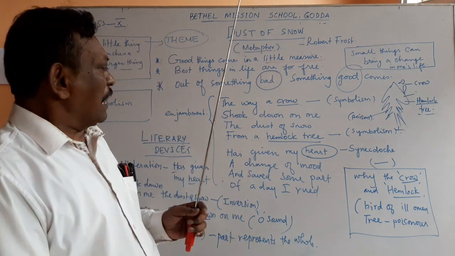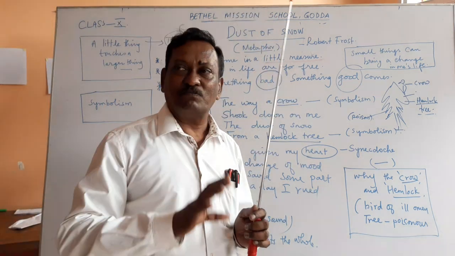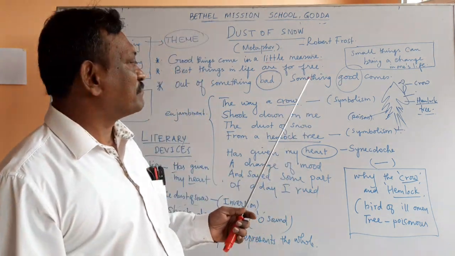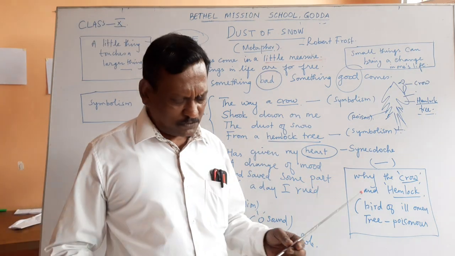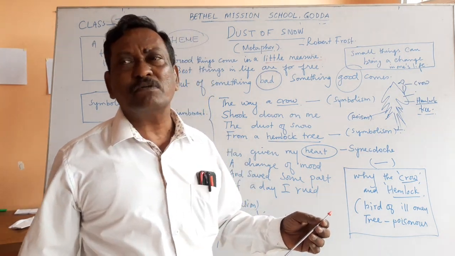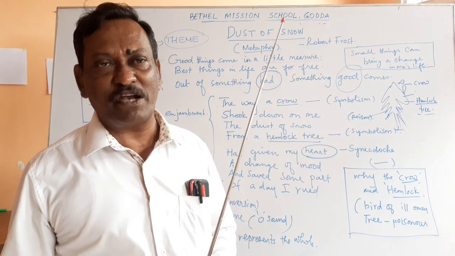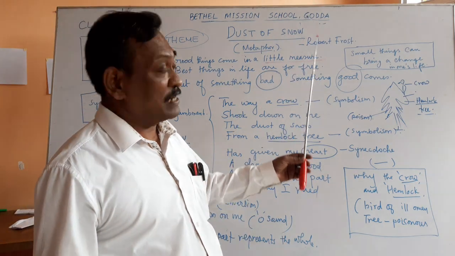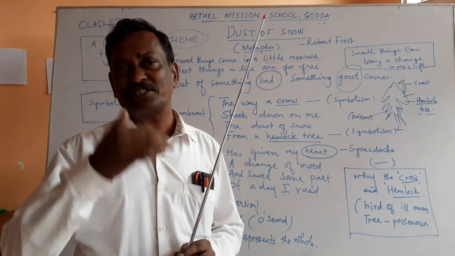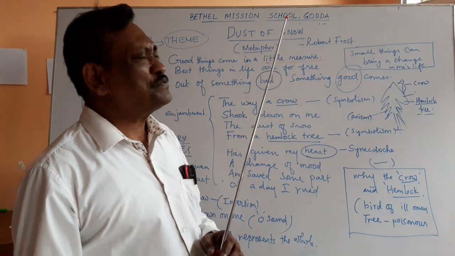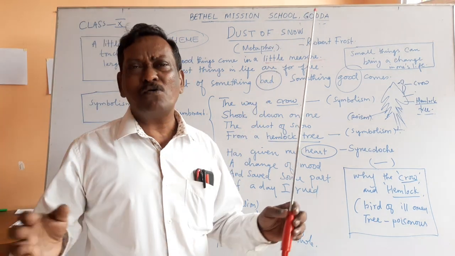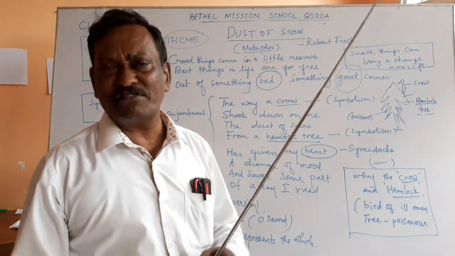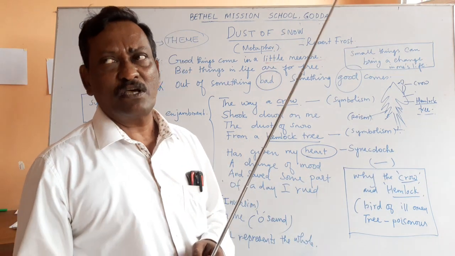Now, let me give you the background of the poem. What made him write this poem? It was the winter time in the United States of America, and Robert Frost lived in New England, that is a part in the US. So it was winter time, and you know how harsh winter is in European countries as well as the US.